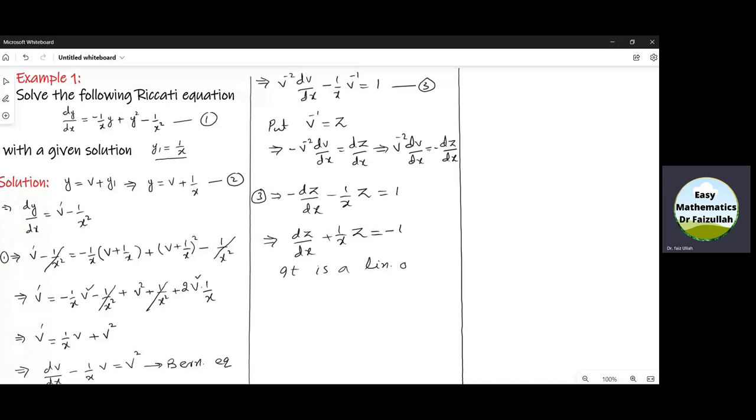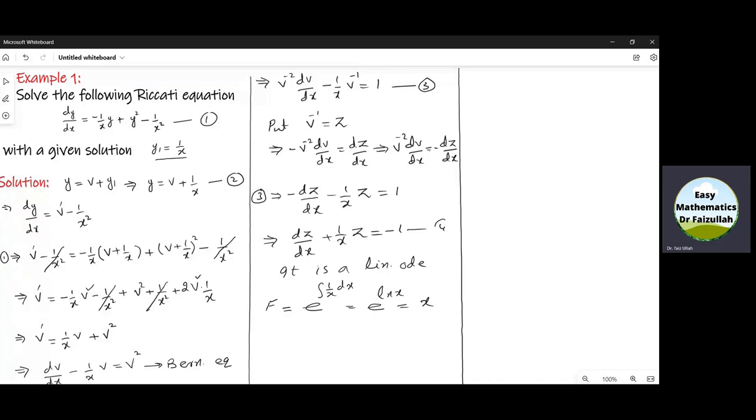linear ordinary differential equation. So to solve a linear ordinary differential equation, we find its integrating factor, which is equal to e power integration of p of x dx. And p of x here is 1 over x. So we have e power ln x. And if we further simplify this, ln will cancel with e. So the integrating factor is equal to x.